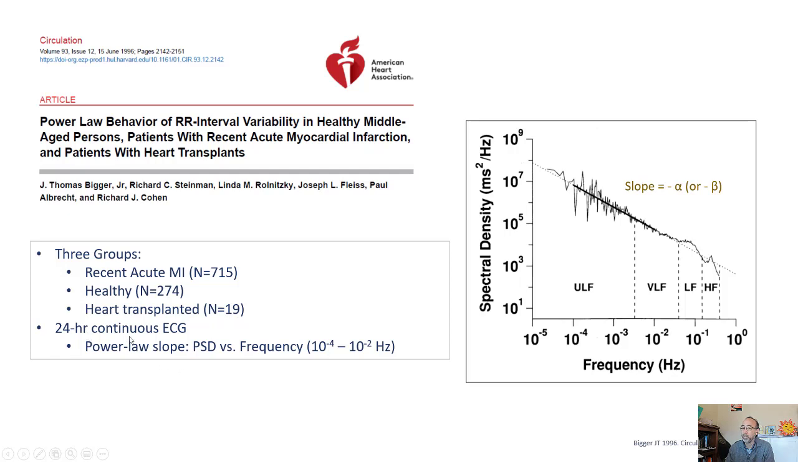He took a 24-hour continuous ECG and evaluated the power law slope, which is essentially the power spectral density versus frequency, but paid specific attention from 10 to the -4 to 10 to the -2 hertz. And the reason for that is that if you take a look at the spectral density relationship of the heart rate, you see a linear relationship that exists pretty much from the very low frequencies all the way to maybe about 10 to the -2. And then you have these squiggly parts that correlate with the higher frequencies.